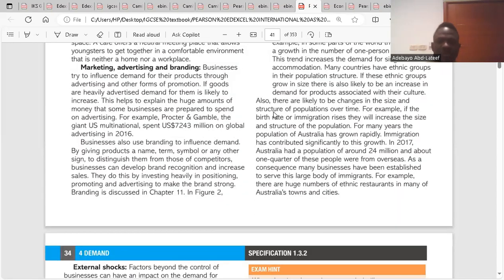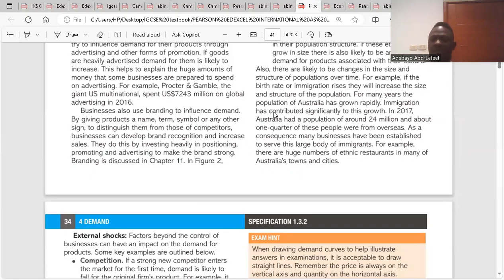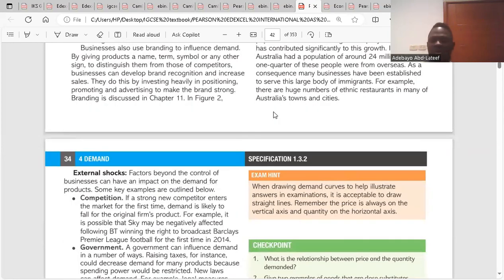Yeah. Also, there are likely to be changes in the size and structure of populations over time. For example, if the birth rate or immigration rises, they will increase the size and structure of the population. So I'm just going to summarize that. So for birth rate and migration rate, if both increase, the population size will increase. As a result, demand in such an economy will increase. And if death rate increases in an economy, demand for goods and services might fall. As a result, the demand curve for certain goods will shift leftward. I think that is clear.